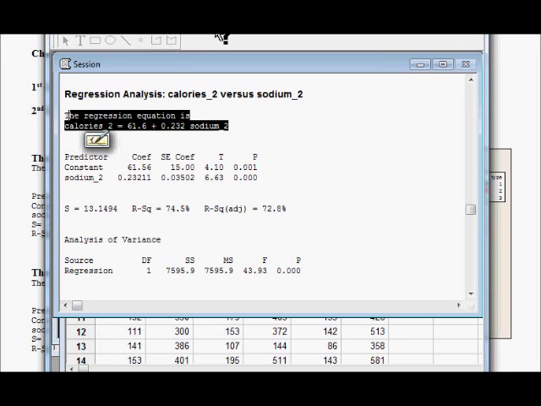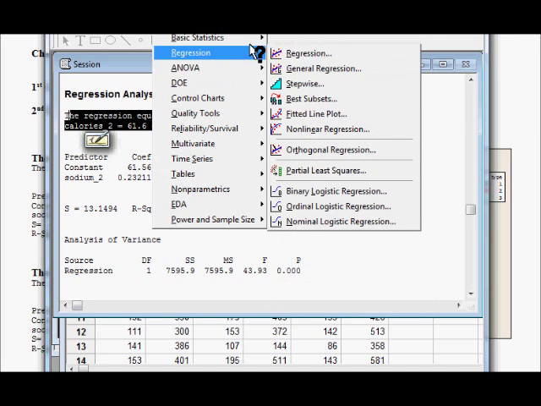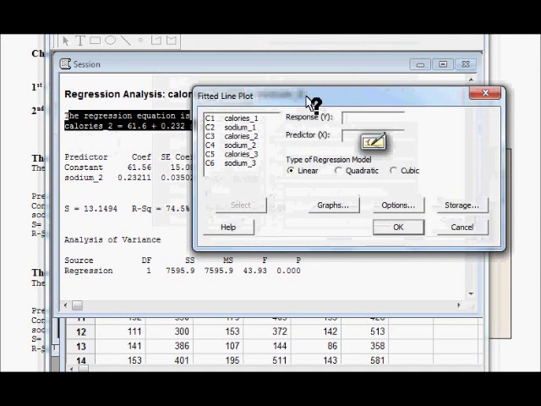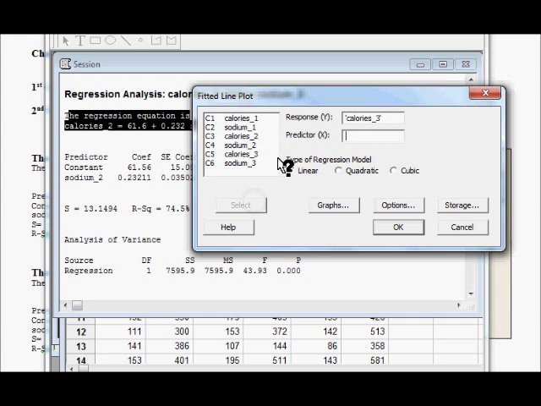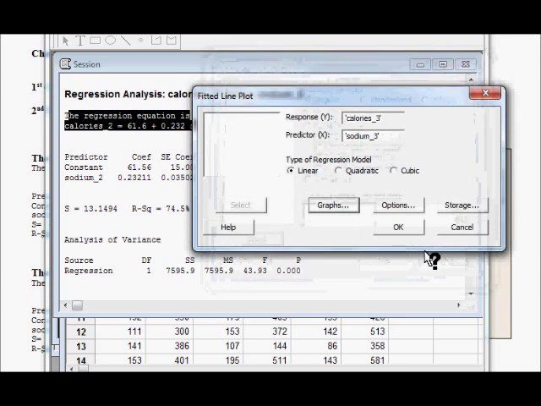And one thing you can do also, I could graph these separately, right? Remember, if you go to Stat, Regression, Fitted Line Plot, it'll graph the stuff for us. So let's just do that for 3. So for 3, I can do calories 3 by sodium 3. Linear. We want just the fitted line plot. We don't want the graph.